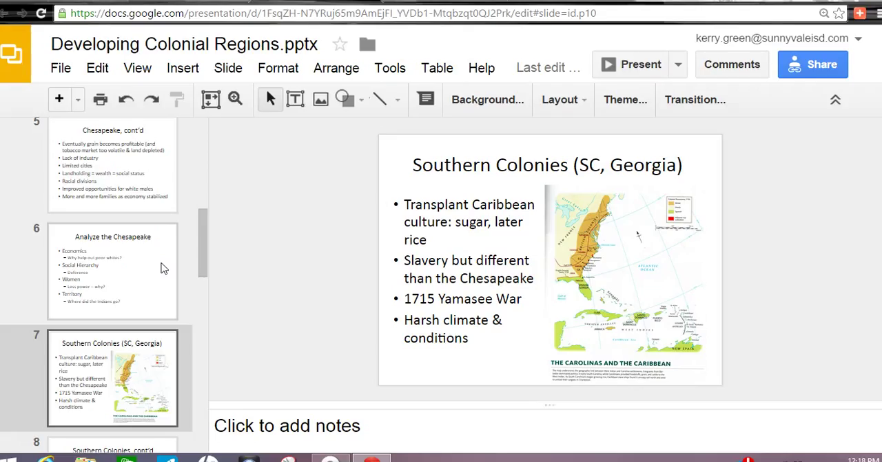Anyways, the southern colonies, South Carolina and Georgia, they very much have elements of the Caribbean culture. You have sugar. It's a dominant product in these regions. Later, rice. You're going to have some cotton production coming on in those areas. So not a lot of tobacco. The land's not good for tobacco there. Sugar is the big one, because that's the one where the Caribbeans are making tons of money.